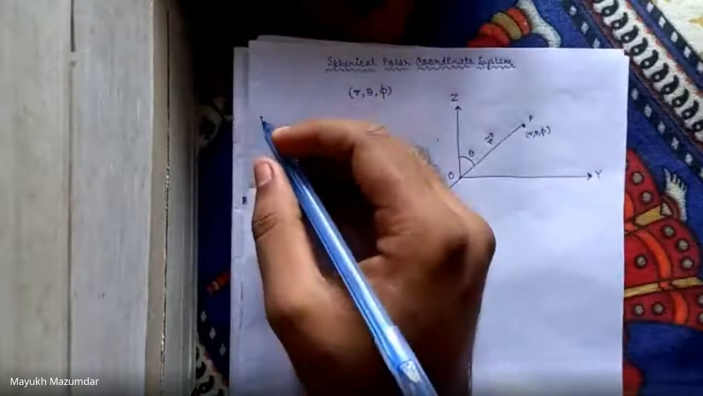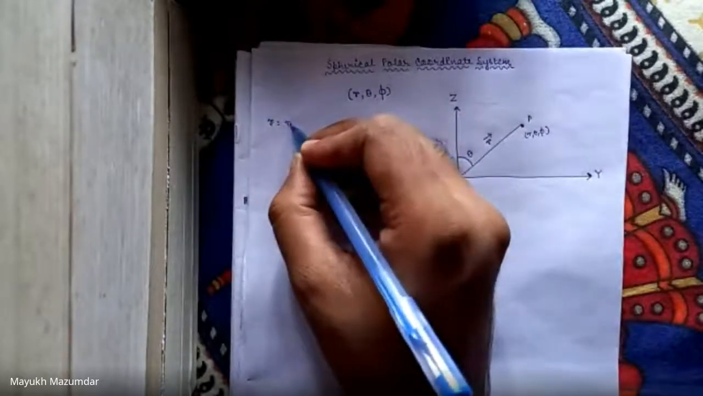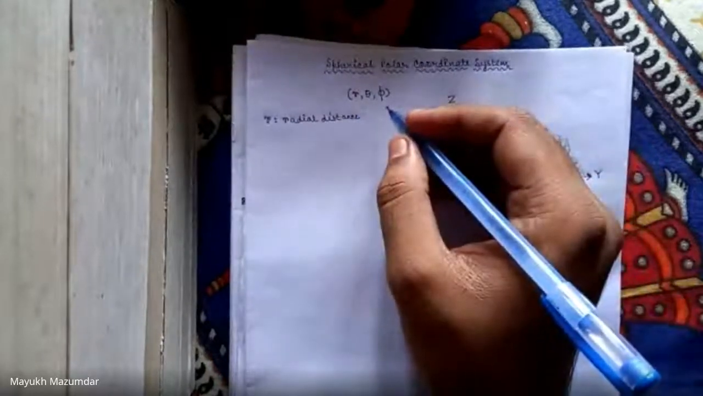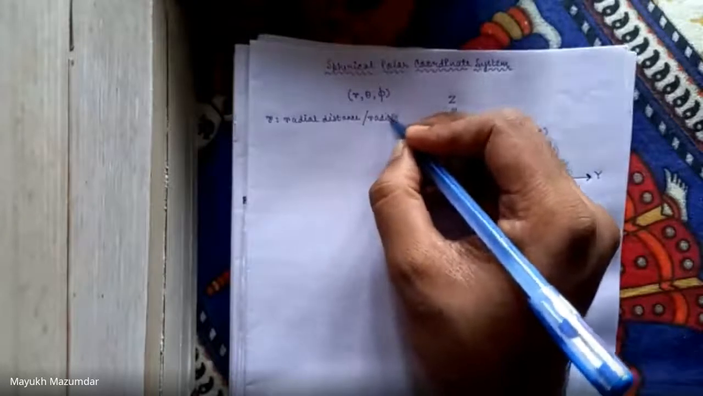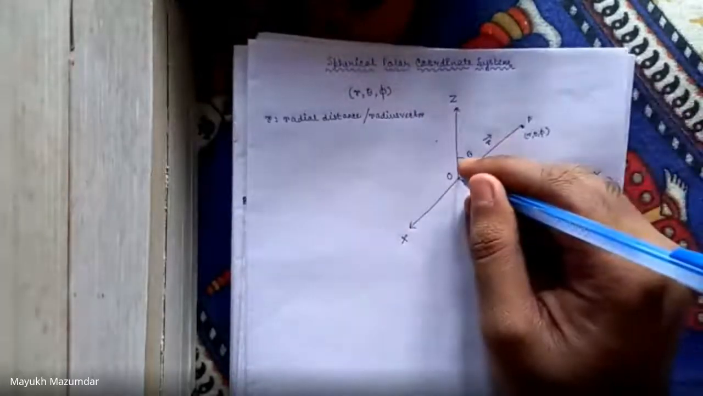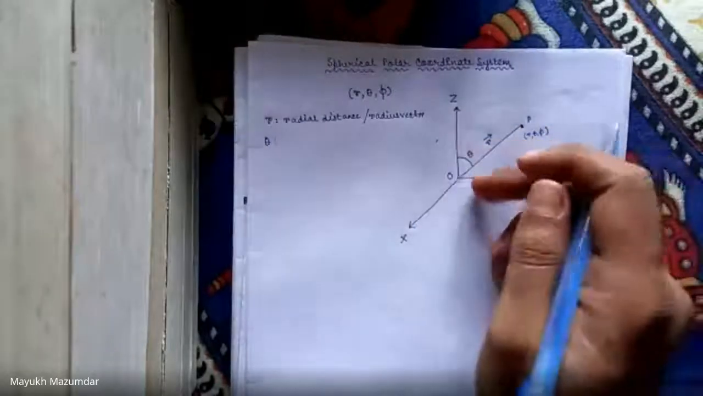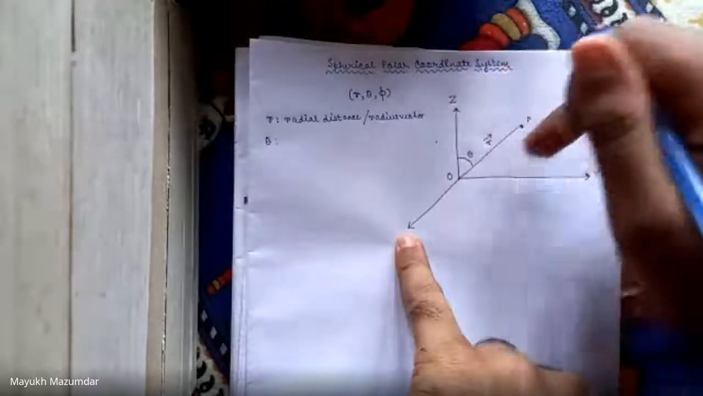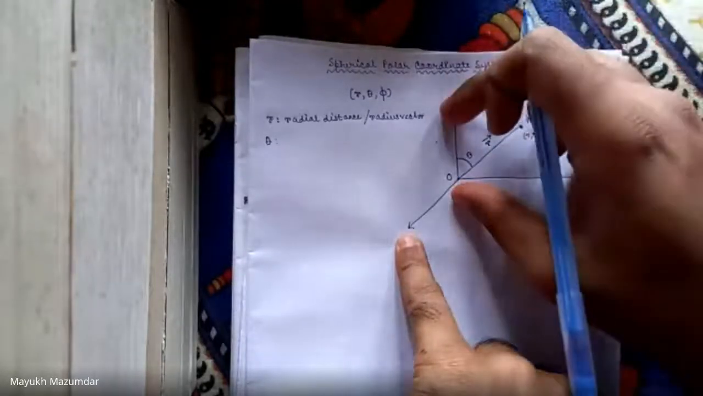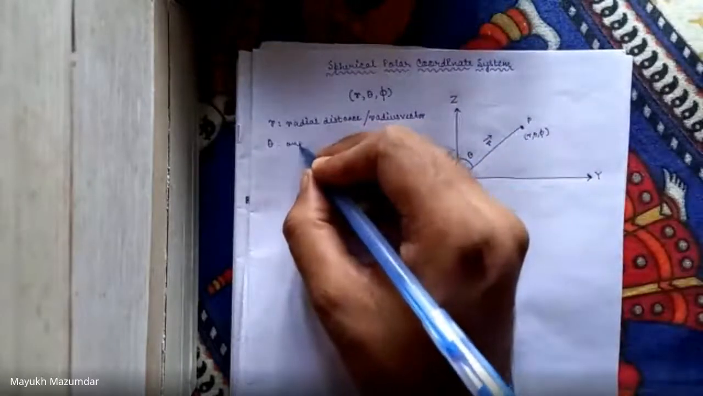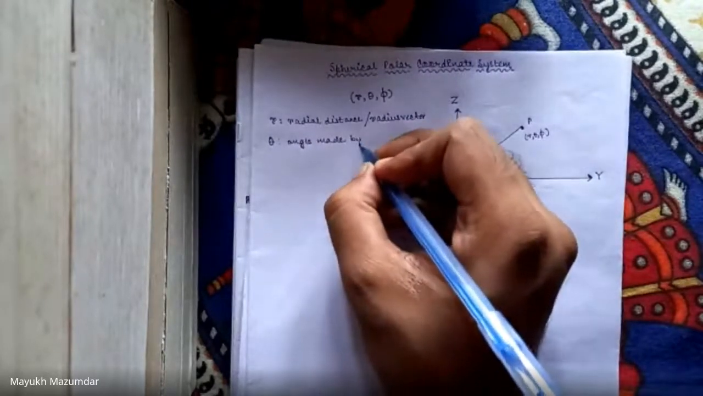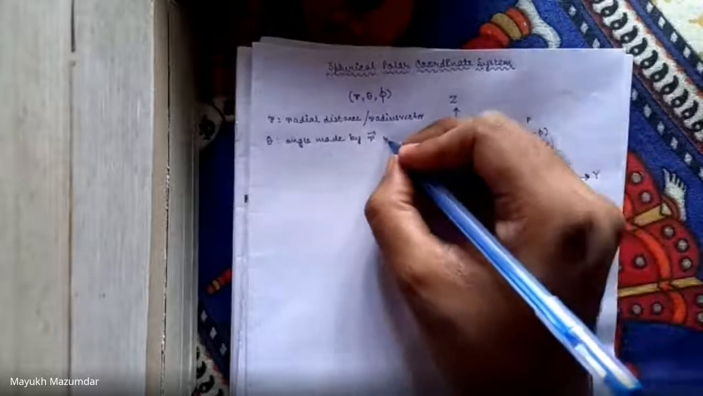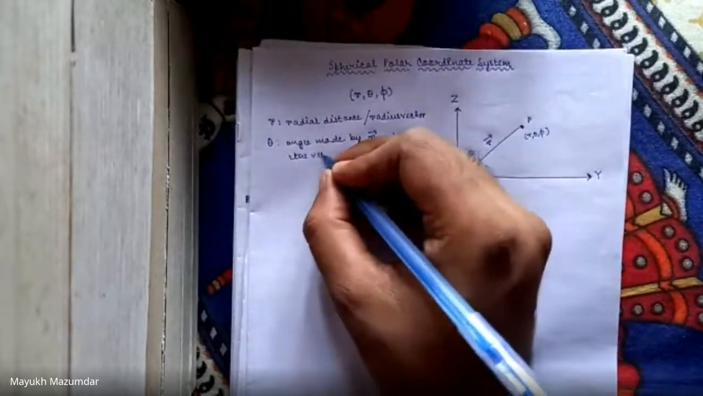So what does the coordinate r mean? It is the radial distance, or radius vector, as we sometimes call it. It is the distance of P from O. What is theta? Theta is the angle which it makes with the vertical axis. I am again telling you, if you call this one X, this one Y, this one Z, then theta is the angle made by the r vector with the vertical axis, which is in our case the Z axis.